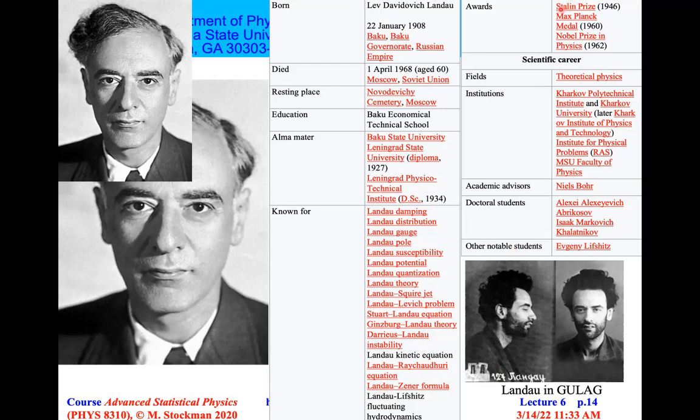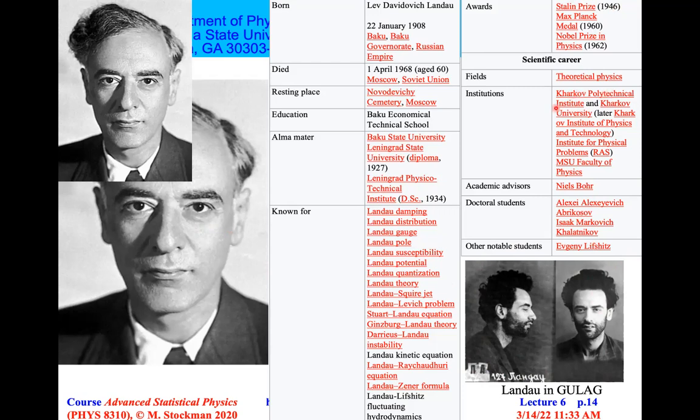He got awards. The Stalin Prize in 1946 is not trivial because Landau was imprisoned in a prison camp in the Gulag, and his prison photo looks quite different from that. It's from KGB archives, and I'll tell you about the story on the next page.